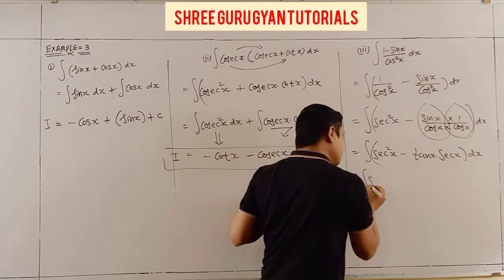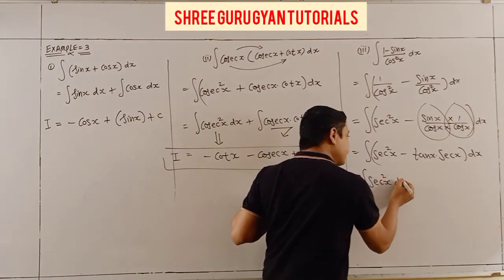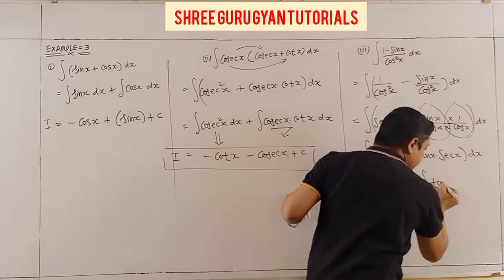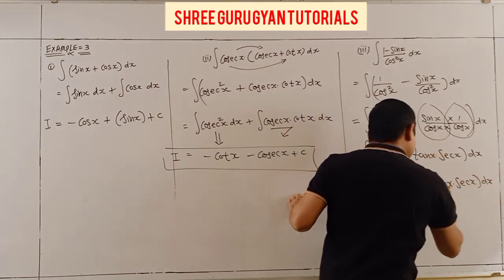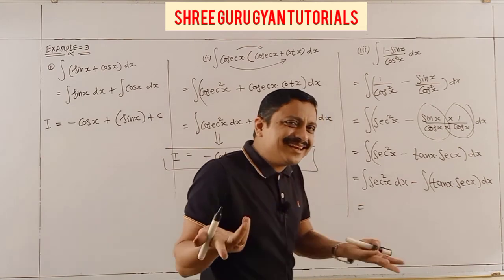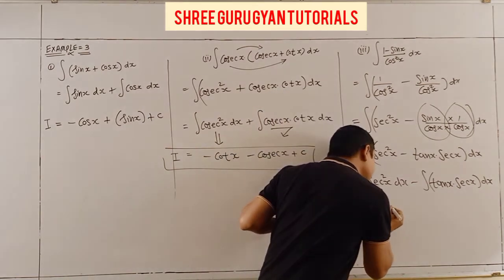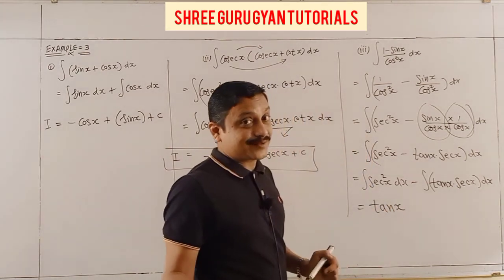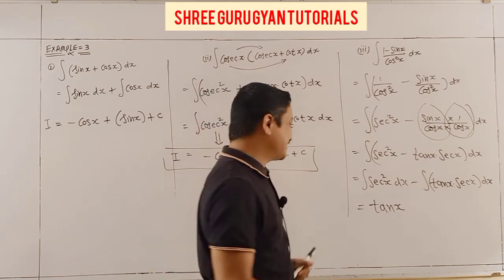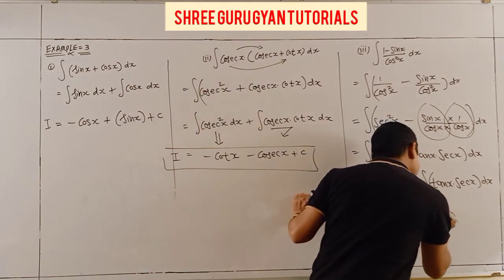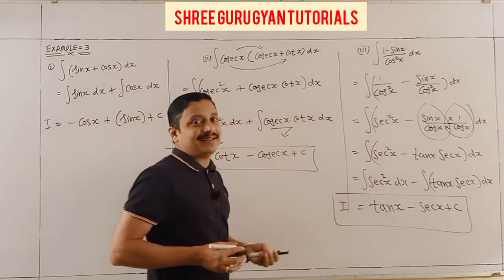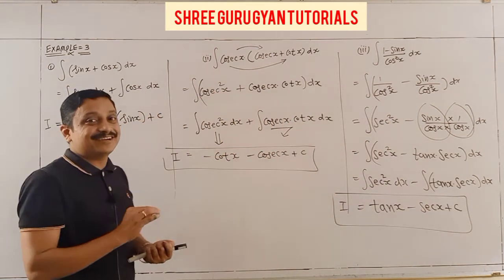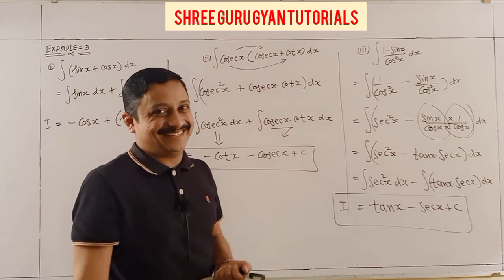So finally you can take the answer separation wise. Integration of sec square x dx minus tan x into sec x dx. Now answer very easily: that will be tan x, because sec square x is the derivative of tan x, and here, students, sec x plus c. And that's your answer, students. Our example number 3 is very easily done.